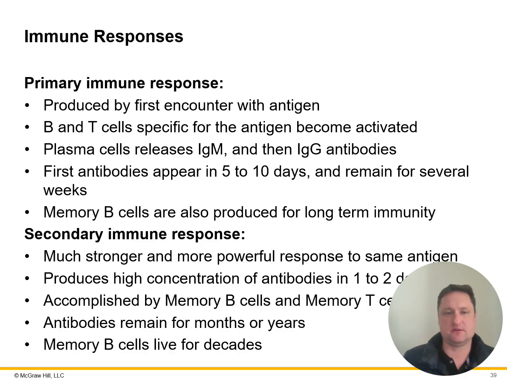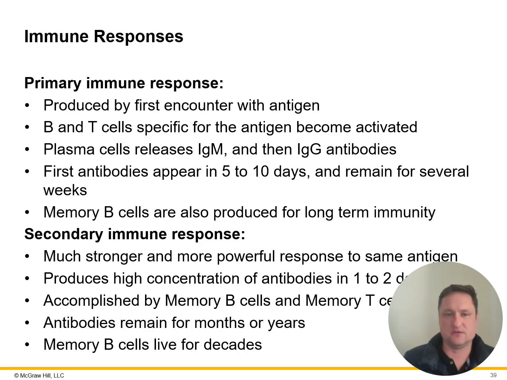All right, so let's talk about primary and secondary immune response. The primary immune response happens the first time that we meet an antigen. The B and T cells that match it become activated. B cells turn into plasma cells that first release IgM, then IgG. You usually see the first antibodies in about 5 to 10 days, and they persist for several weeks. Importantly, the first response also generates memory B cells, which is our long-term record of the invader.